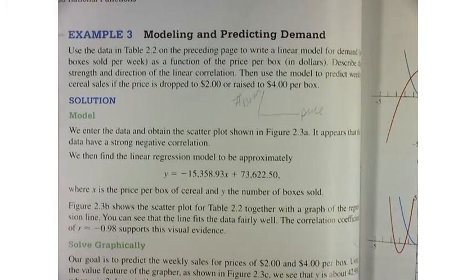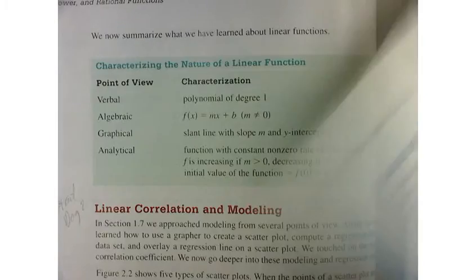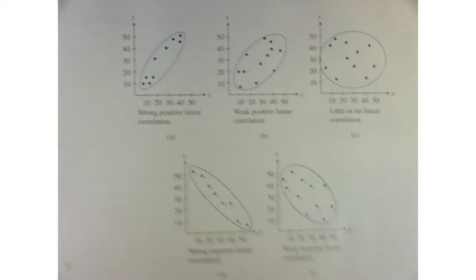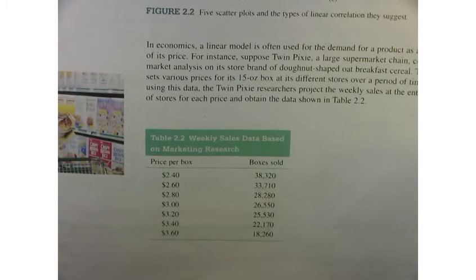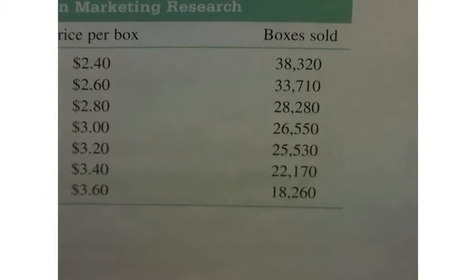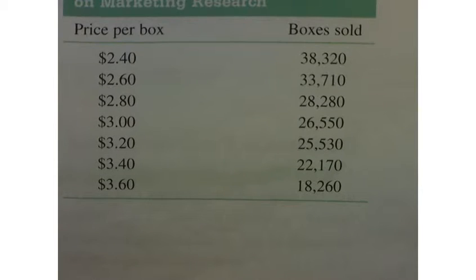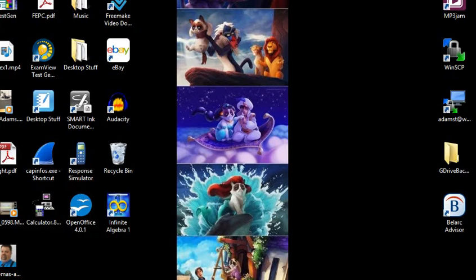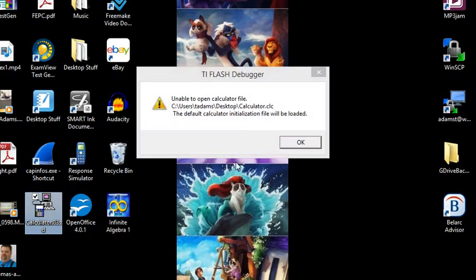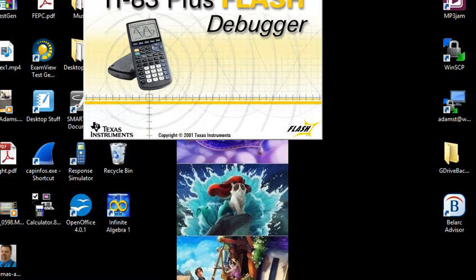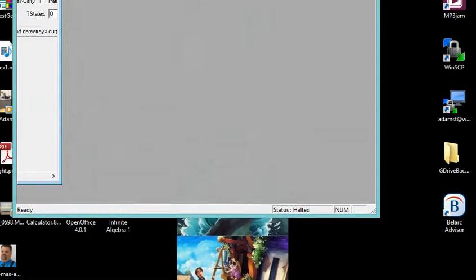So the data in table 2.2, I'm going to slide this back over here. Is right here. And I'm going to zoom in a little bit here. So that's the data, okay? It's the price per box versus the number of boxes sold. And so what I'm going to do is let's plot this on our calculators, and then we're going to look at the correlation because that's really the best way to do this.